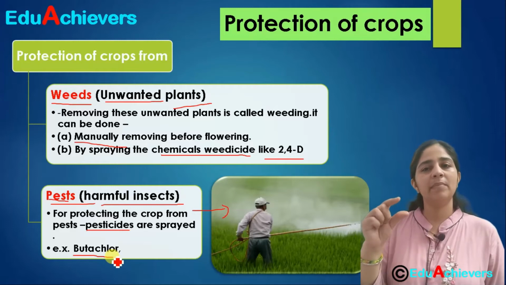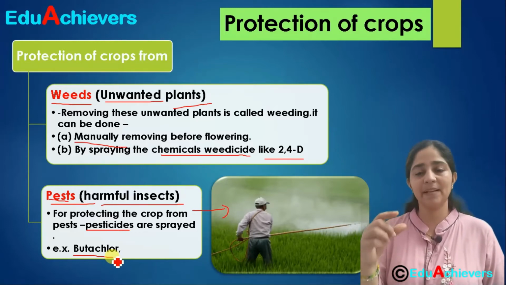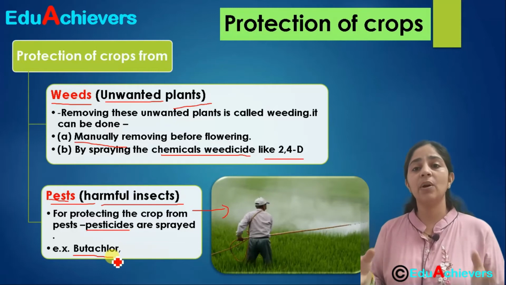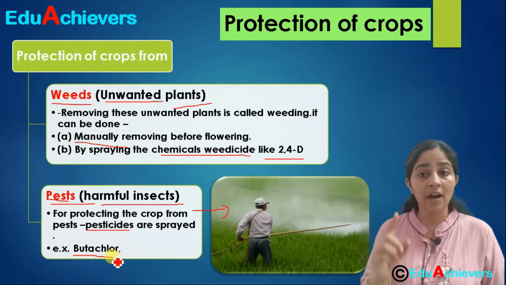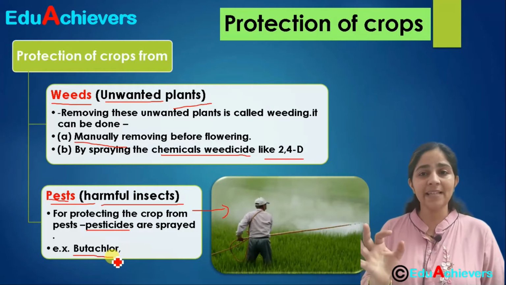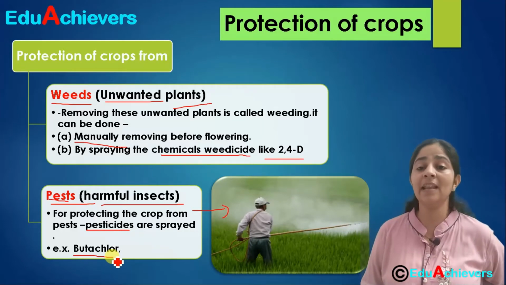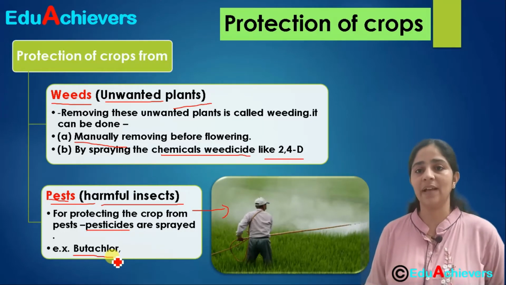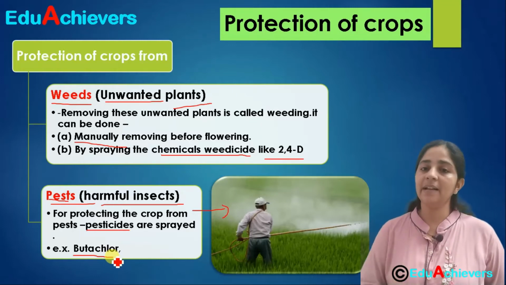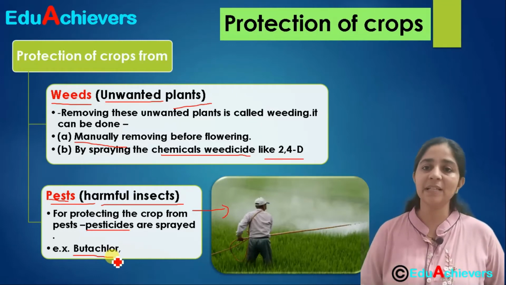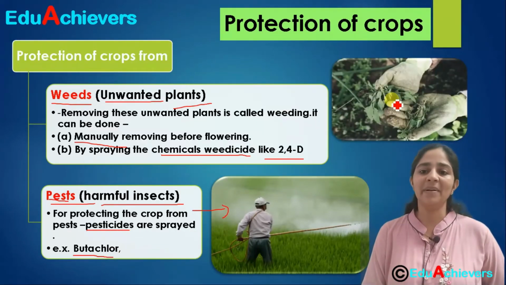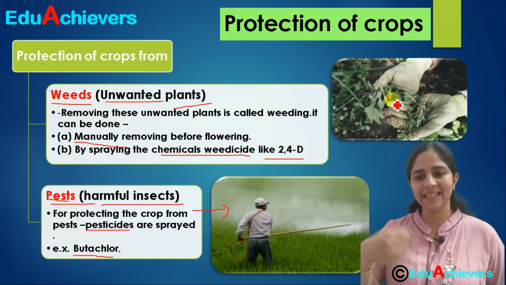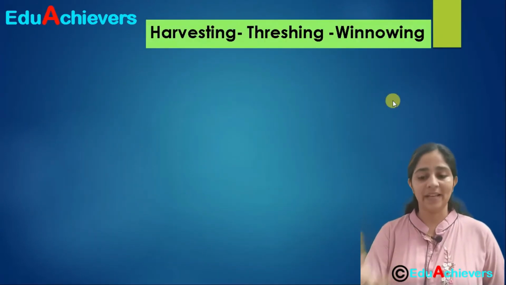For example, one cap of that pesticide is dissolved in 50 liters of water or something; the direction is given on that bottle. And that is very harmful, very poisonous chemicals. You can understand, if it can kill the insects, it can kill us also if taken in more amount. So we need to take care of that. These pests are killed using pesticides, which are sprayed in the field. And you can see here that the farmer is removing the weeds using his hand. So these are the two things for the protection.